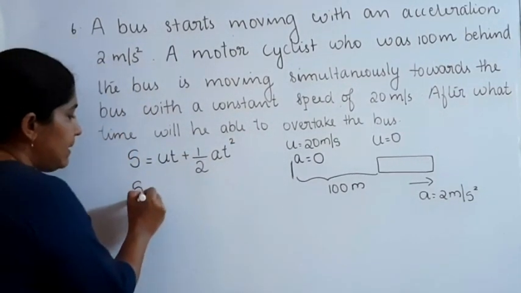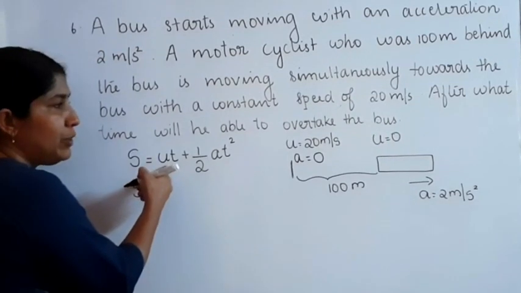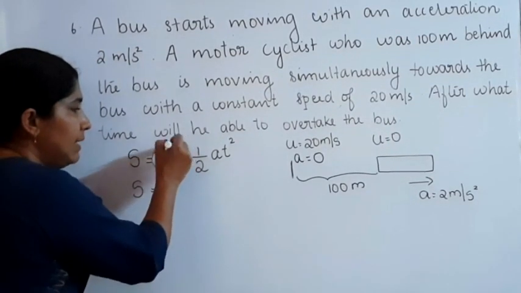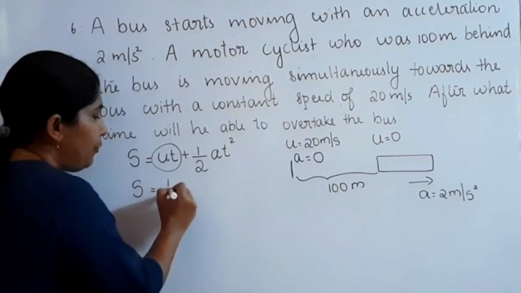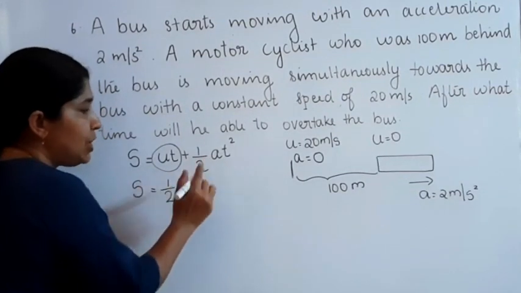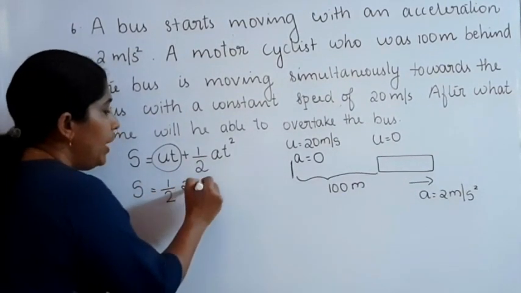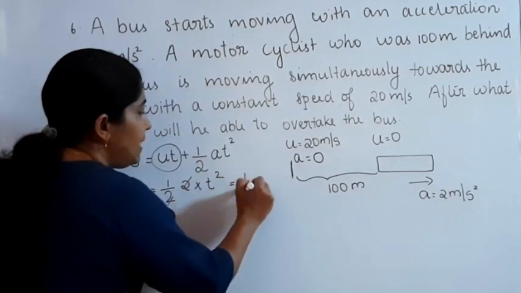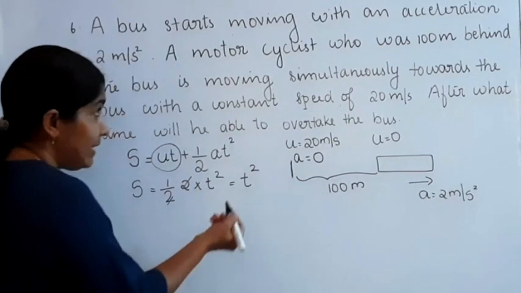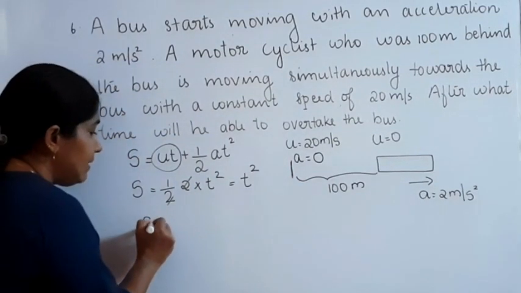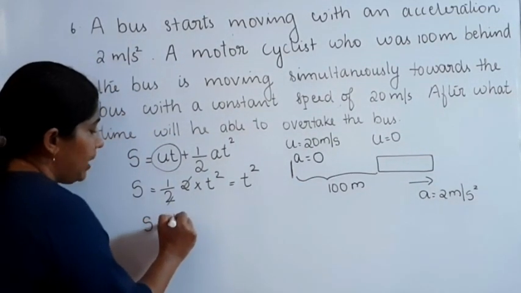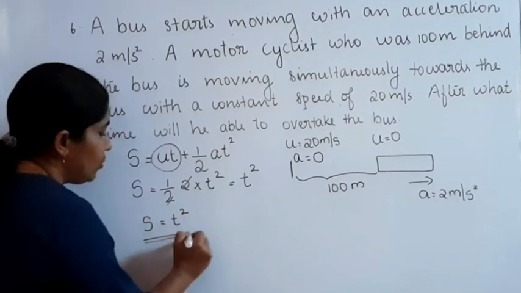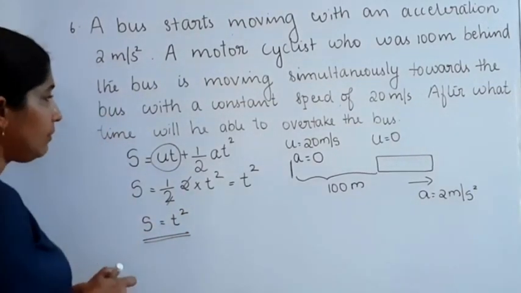Then S is equal to, initial velocity is equal to 0, therefore the first term is cancelled. Then it is equal to half into a, acceleration of the bus, which is 2, into t square. The 2 gets cancelled. Therefore the displacement of the bus, or distance travelled by the bus, S is equal to t square.